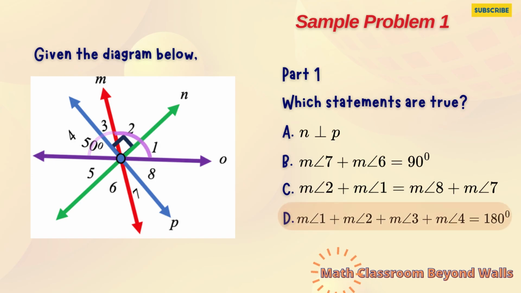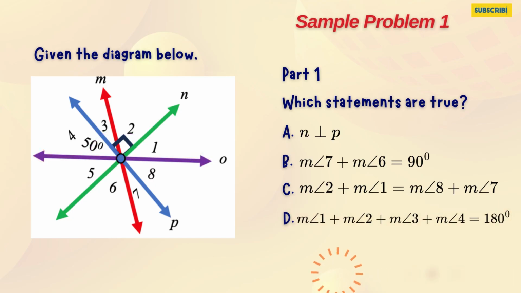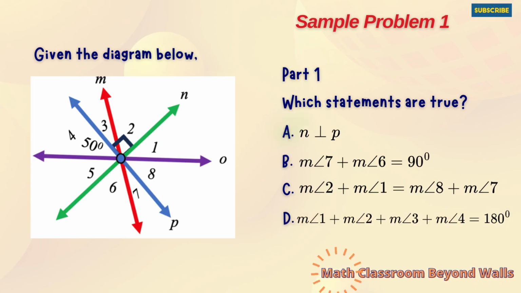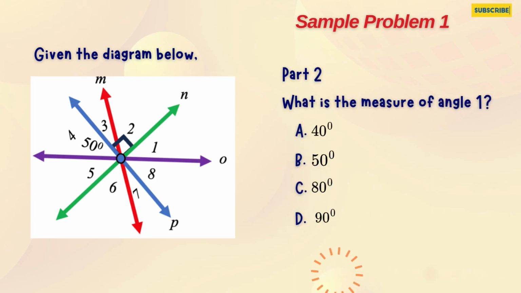Okay, so angles 1, 2, 3, and 4 are all located on one side of line O, which means that the measures of their angles add up to 180 degrees. Were you able to follow, learners? So, what are our answers here, learners? Is it option A, option B, option C, or option D? Okay, so the answers are options A, B, and D. That was easy. Let us now move on to part 2.